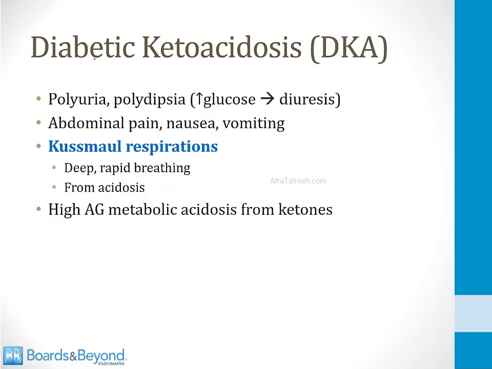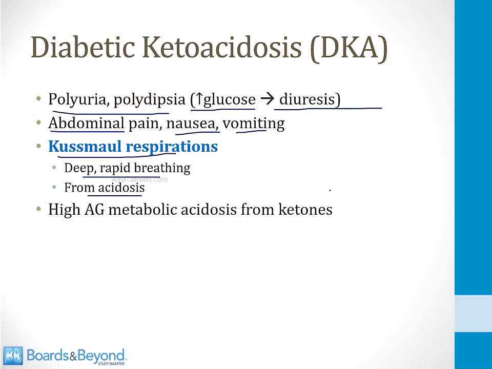So the classic presentation of DKA, which again I talk about in other videos, is polyuria and polydipsia. This is because hyperglycemia occurs due to lack of insulin effects, and that leads to an osmotic diuresis. Patients classically have abdominal pain, nausea, and vomiting. Kussmaul respirations are deep, rapid breathing. This is caused from acidosis. The body is trying to compensate by overventilating the lungs and lowering the CO2. Kussmaul respirations can happen in any acidosis, but they're classic in DKA. And then finally, laboratory testing shows a high anion gap metabolic acidosis from ketones.